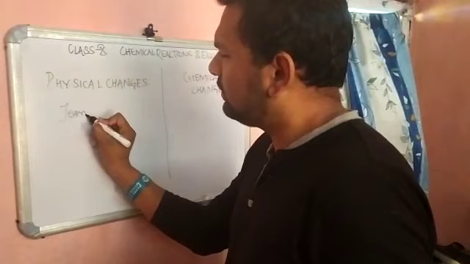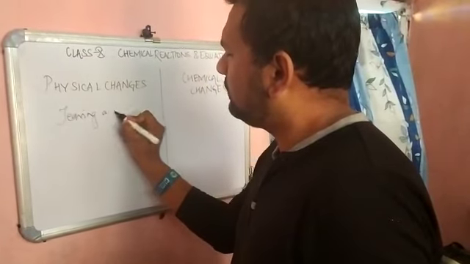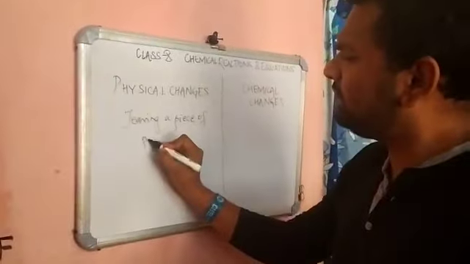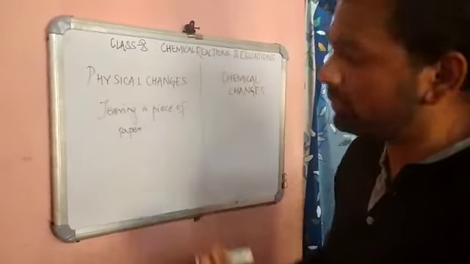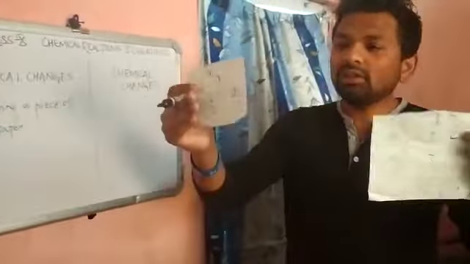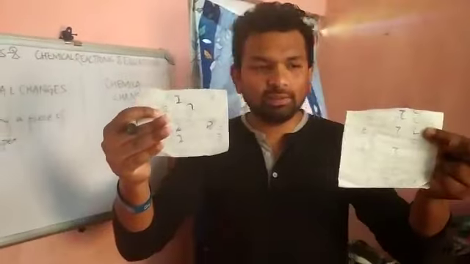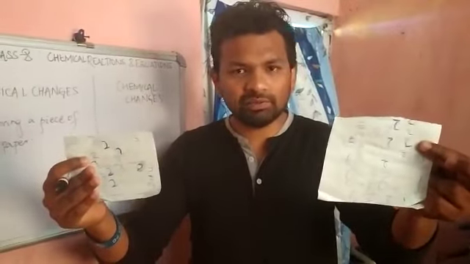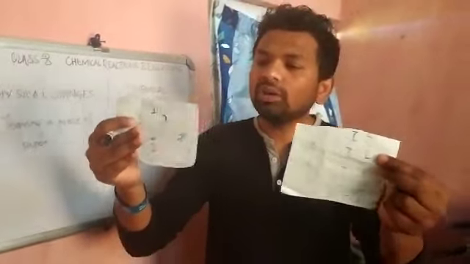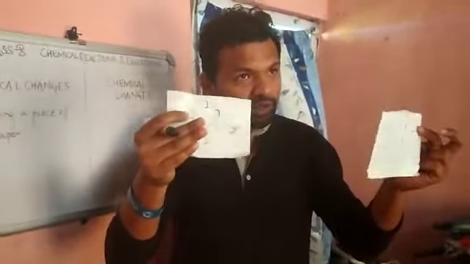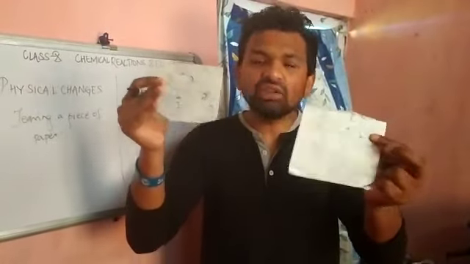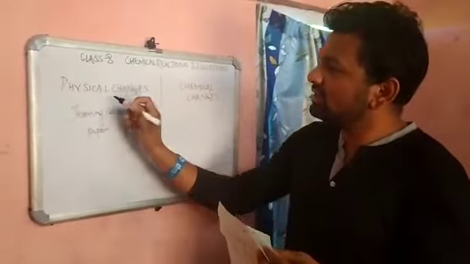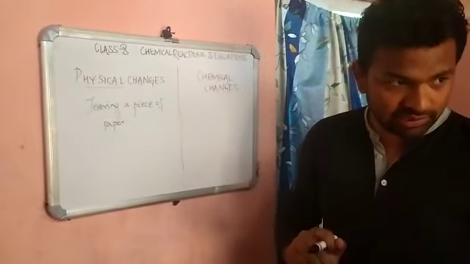What is happening when I am tearing the paper pieces? The chemical composition of the paper is remaining the same, as you can see. This is also a piece of paper, and this is also a piece of paper. The molecular or atomic arrangement does not change. A new species is not formed in this process. So this type of process is called a physical process or a physical change.